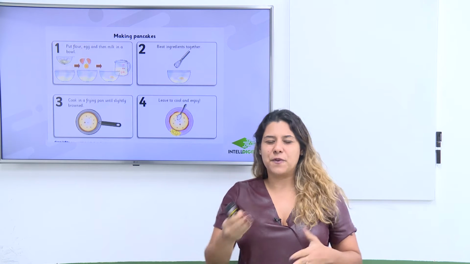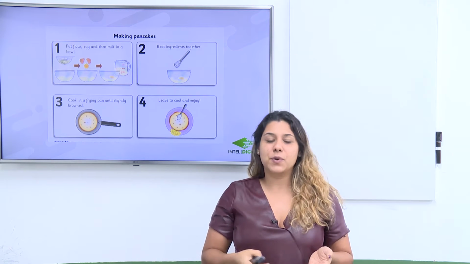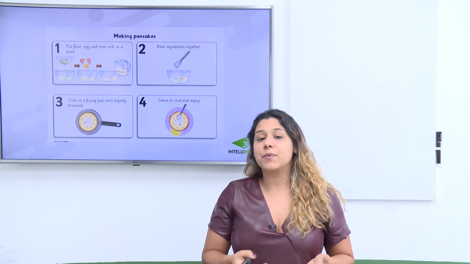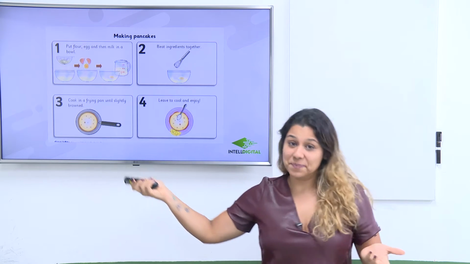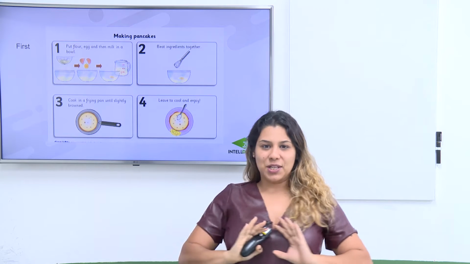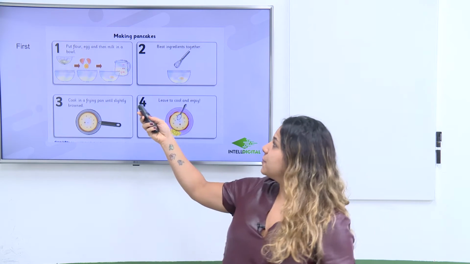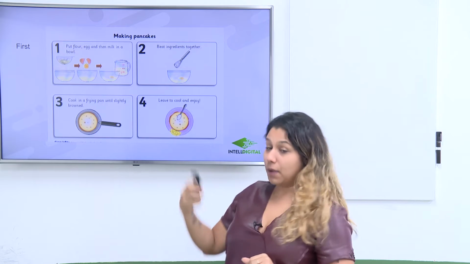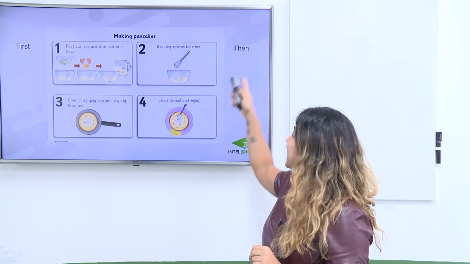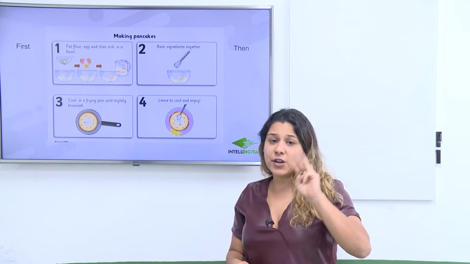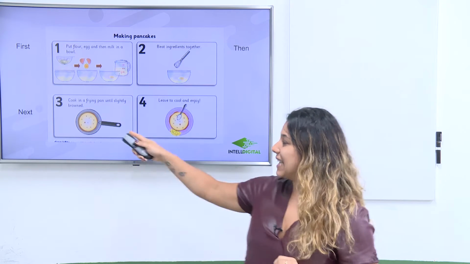But we don't use the words first, second, third, fourth steps. We use different words. So a well-written recipe, I'm going to explain right now. So the first step is the first step, okay? No worries. So first, put flour, egg, and then milk in a bowl, okay? The second step, normally we use the word then, okay? Third step, we use next.